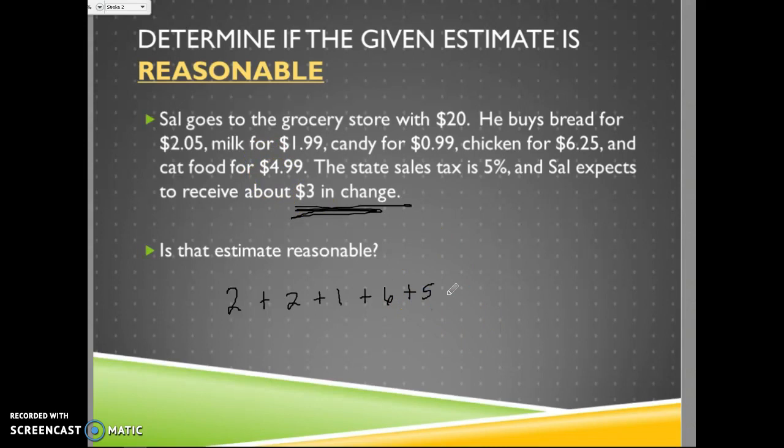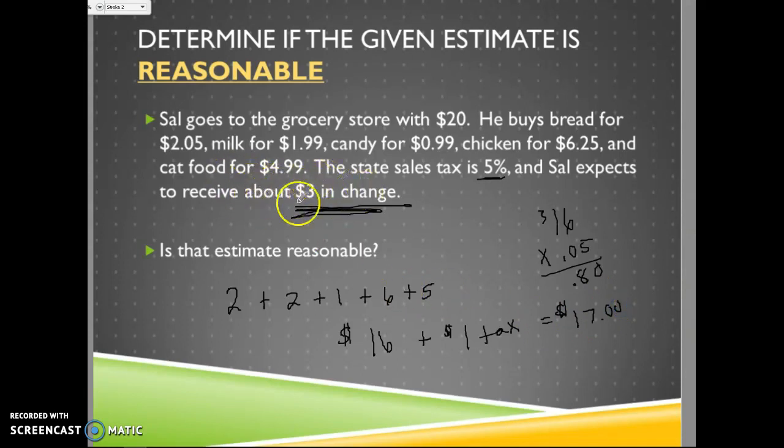So right now, if we add up how much this is, 2 and 2 is 4, plus 1 more is 5, 5 and 5 is 10, plus 6 is 16. So right now, without tax, he's spending about $16. If we want to estimate how much the tax is going to be, if we multiply 16 times 0.05, this comes out to be about 80 cents. So 80 cents, that's close to $1. So if we think $1 in tax, that comes out to be $17 that he's expecting to spend.